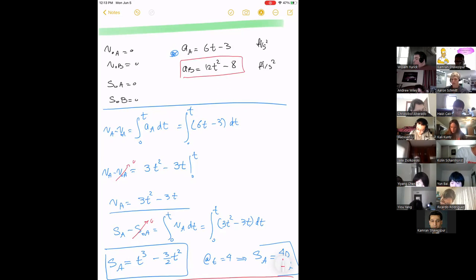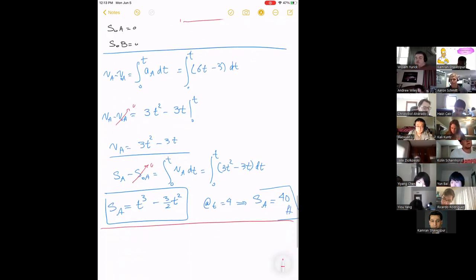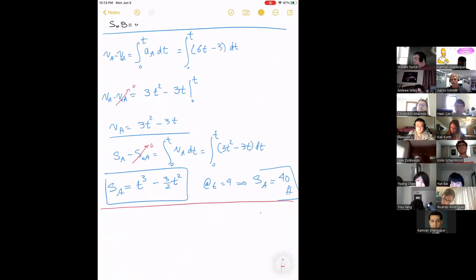Anyone got the answer? 192. 192? Okay, I'm going to write here SB is 192. Remember, anytime you give the number, you have to give the unit. Get used to it, because 192 doesn't mean much. Is it an inch, feet, yard, millimeter, meter, whatever. So let's do it now.